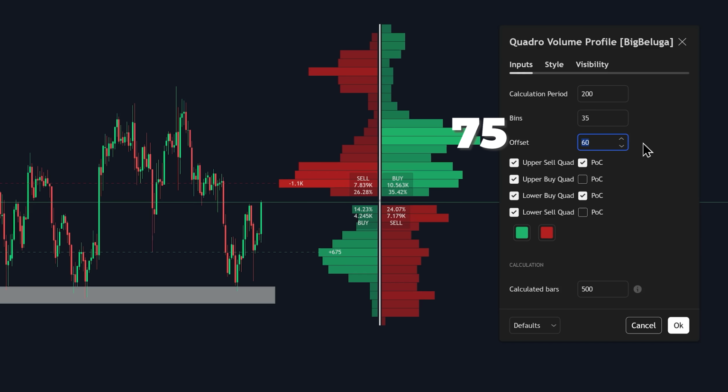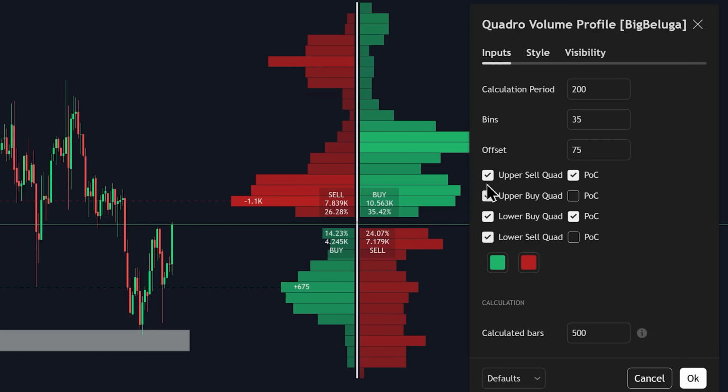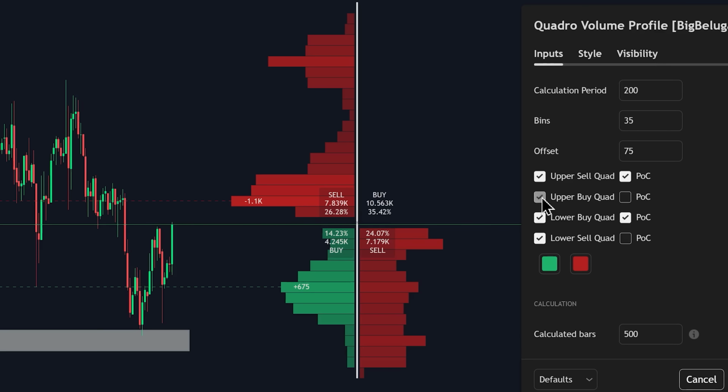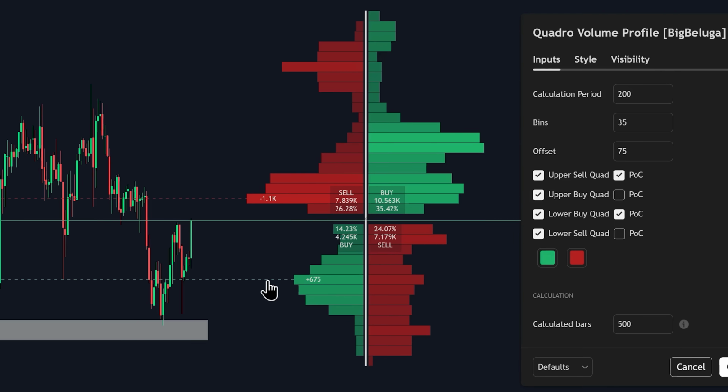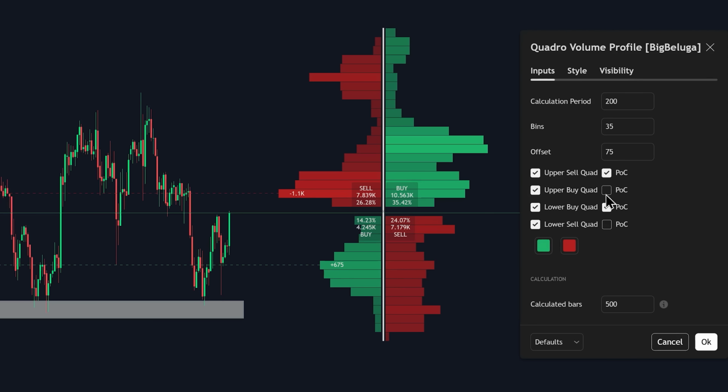And then here we have toggles. This side toggles the different quads. Click the upper sell and the upper sell quad disappears. Click the upper buy and the upper buy quad disappears. And so on down the list. The other side toggles the POCs mapped to their specific quadrants. For example, for the upper sell quad, if I don't want to keep its POC on the chart, I just uncheck it and it disappears. Same idea for the rest. You can change the colors here as well.